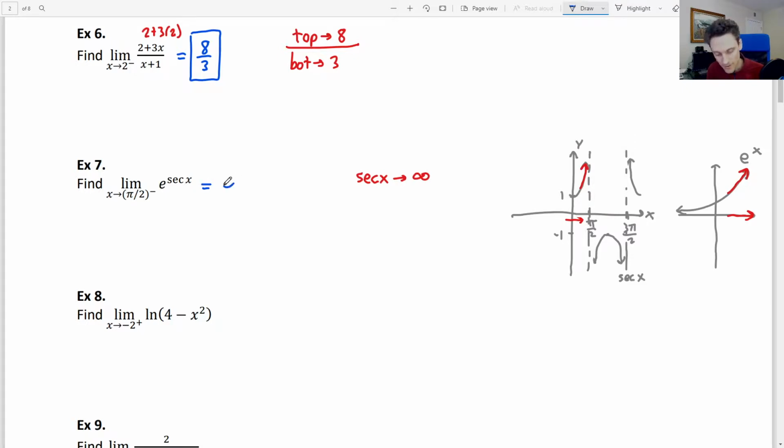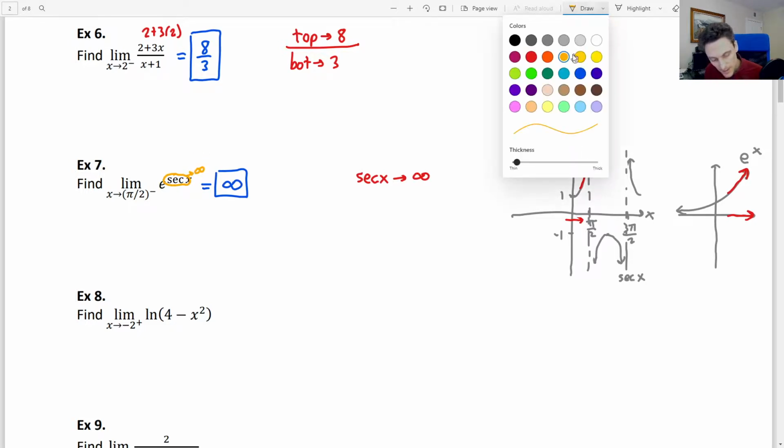So overall, this limit is positive infinity. And that's because of this part of the exponential graph. Okay, so the key thing was, another way of analyzing this is you can think secant x, this part of it, these numbers are approaching infinity.